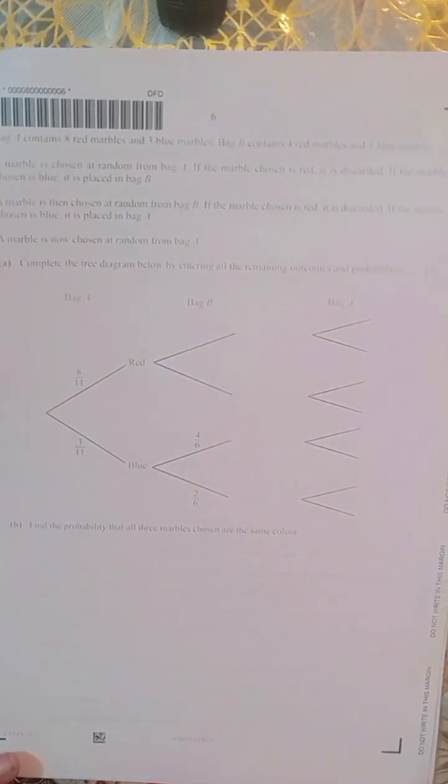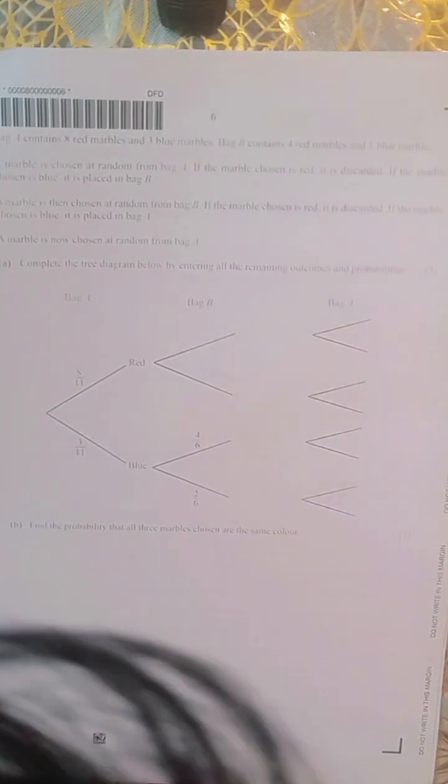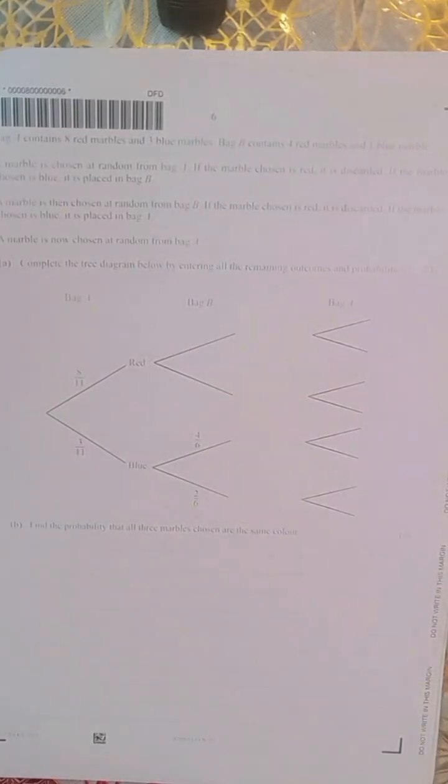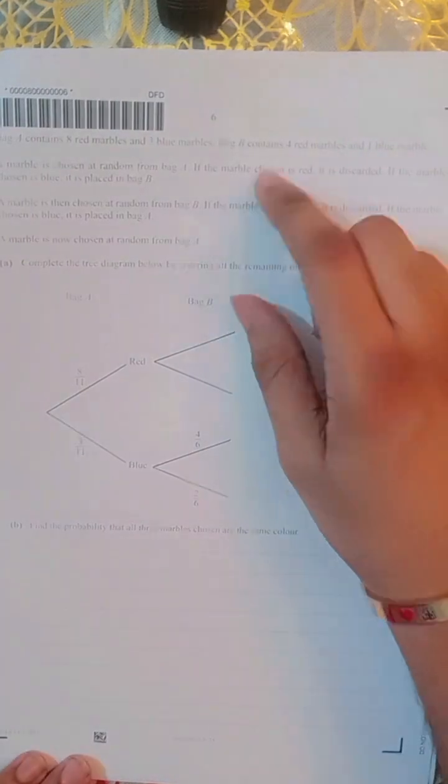Now we have a probability question. Bag A contains 8 red marbles and 3 blue marbles. If the marble chosen is red, it is discarded. If the marble chosen is blue, it is placed in bag B. A marble is then chosen at random from bag B. If the marble chosen is red, it is discarded. If the marble chosen is blue, it is placed in bag A. Basically the opposite of this.